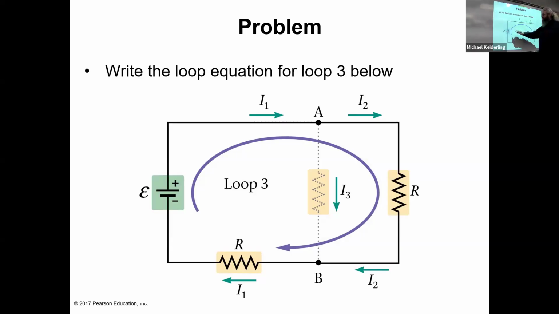So as we go around, we would start with the battery. We're going from minus to plus as we follow the loop around. So we have epsilon. Current 1 here has nothing. Current 2 here has a resistance of R, so we have minus I2R. Then we're back to current 1 over here. That also has a resistance of R. So minus I1R equals 0.